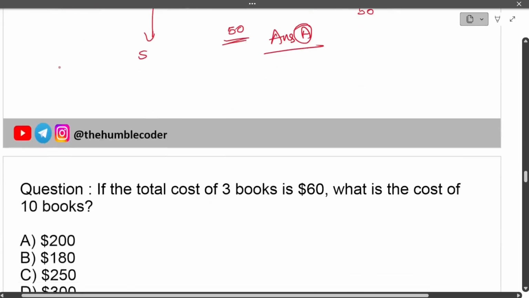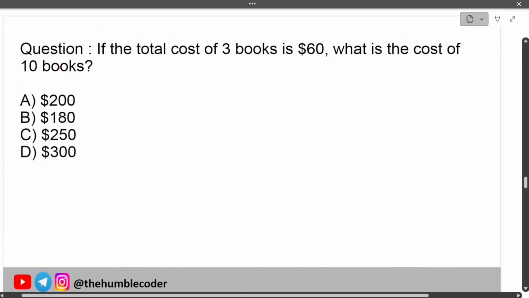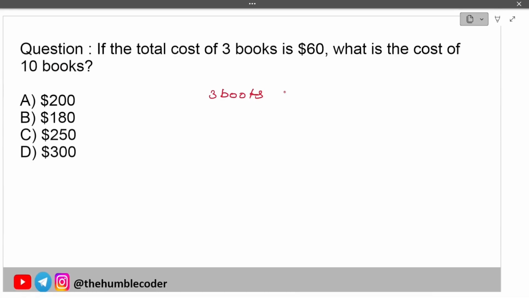So let's move on to the next question now. If the total cost of 3 books is $60, what is the cost of 10 books? Okay, so let's try to solve this one. 3 books is equal to what? $60. So one book will be how much? 60 divided by 3, which is going to be 20. So the cost of one book is $20.